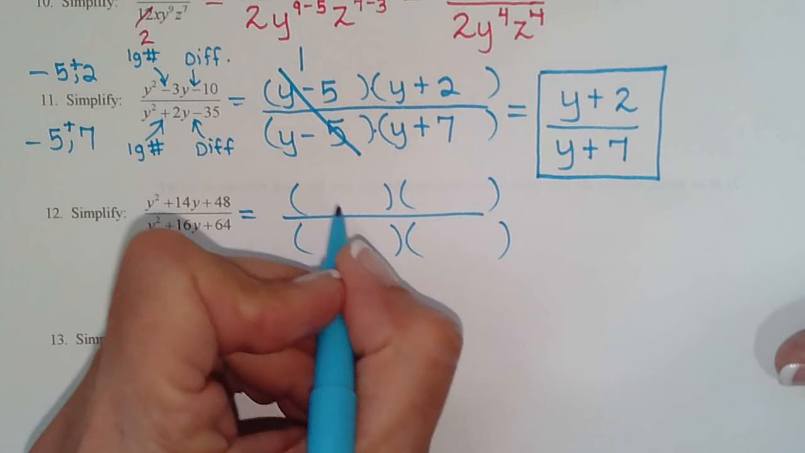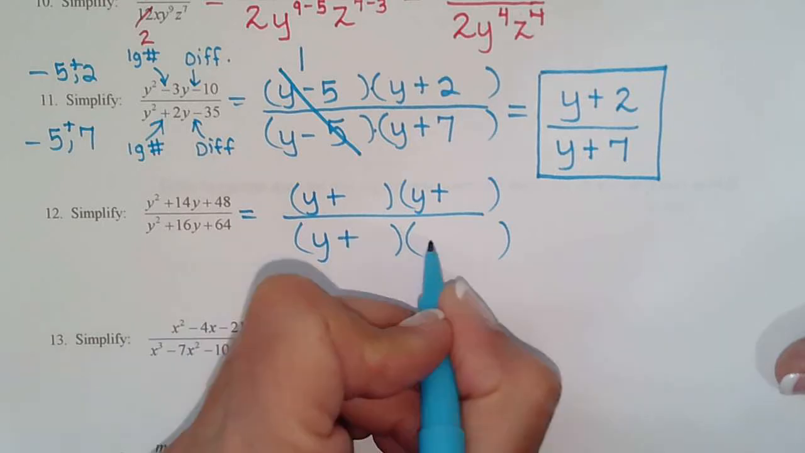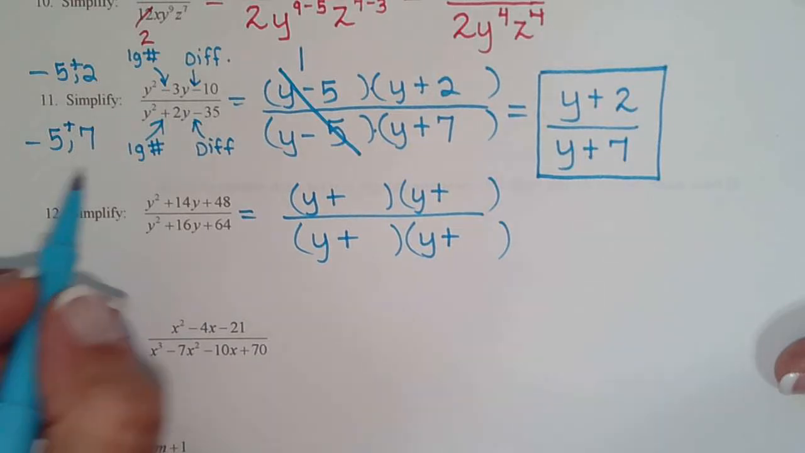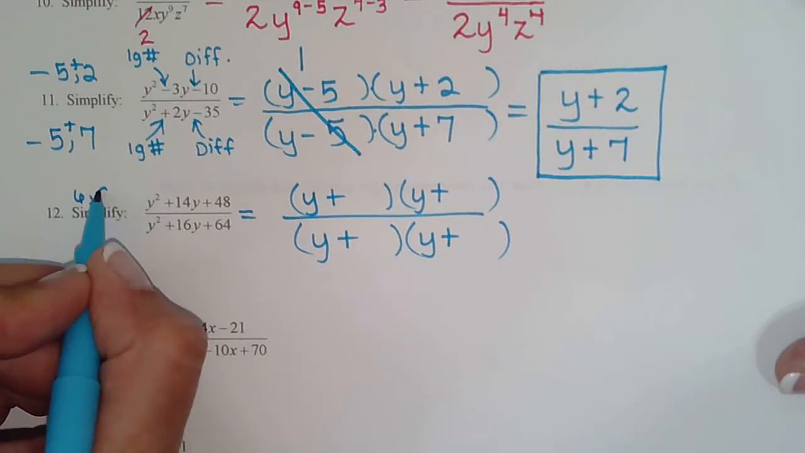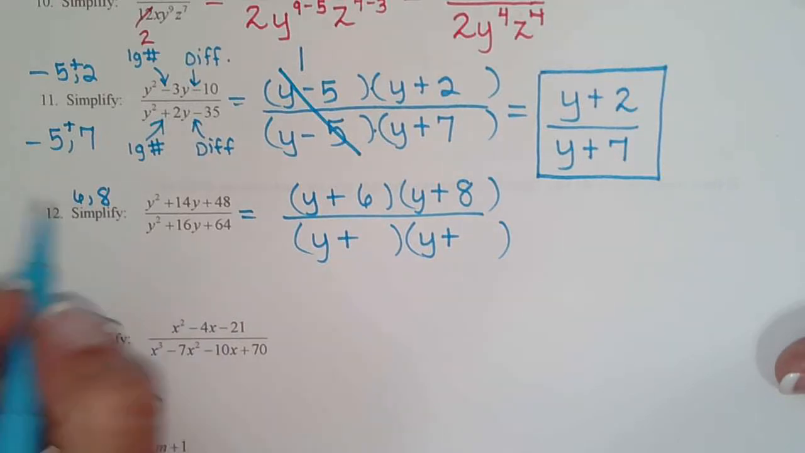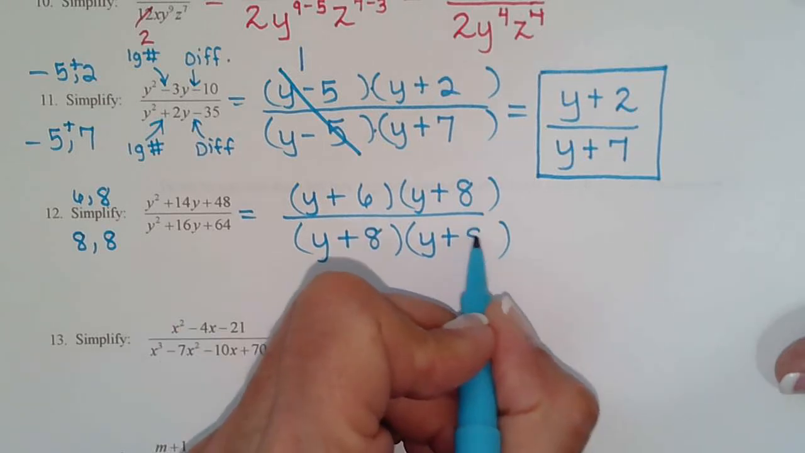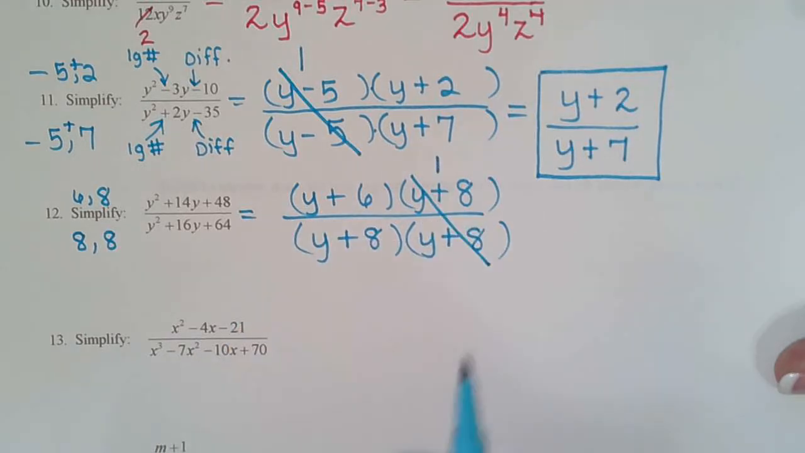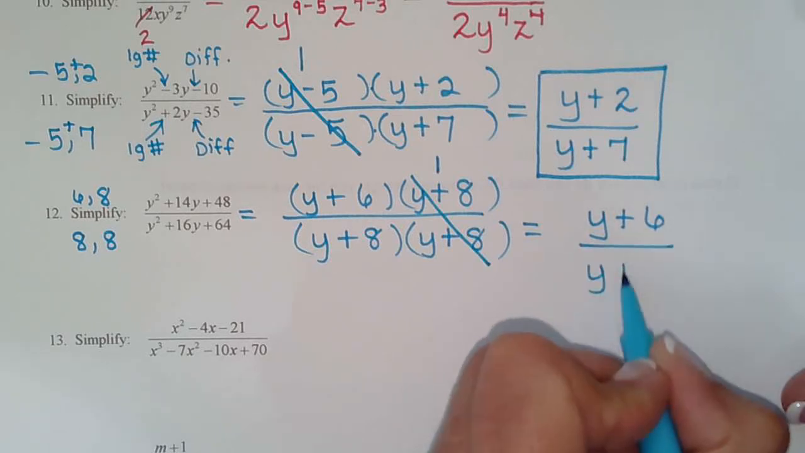Okay, on this one we have all positive signs, so that's easy. That makes our life simple, doesn't it? There's no negatives in sight. So we're looking for factors of 48 that add to 14. Would that be 6 and 8? Yep. Factors of 64 that add to 16, 8 and 8. Look at that. Ding, ding, ding, ding. Y plus 8 divided by y plus 8 is 1. So my answer is simply y plus 6 over y plus 8.